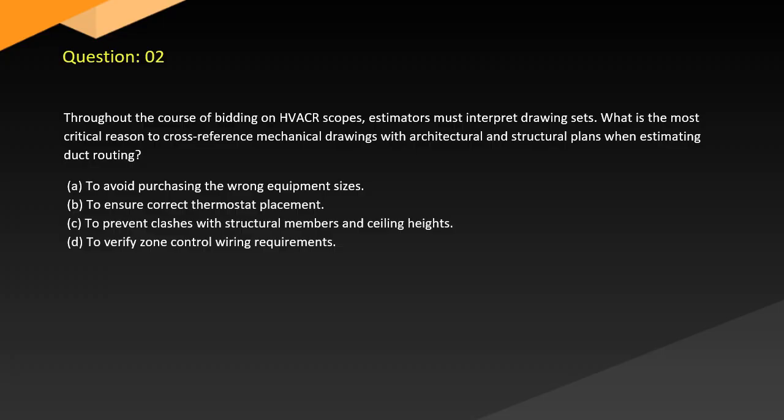Question 2. Throughout the course of bidding on HVACR scopes, estimators must interpret drawing sets. What is the most critical reason to cross-reference mechanical drawings with architectural and structural plans when estimating duct routing? A. To avoid purchasing the wrong equipment sizes. B. To ensure correct thermostat placement. C. To prevent clashes with structural members and ceiling heights. D. To verify zone control wiring requirements.